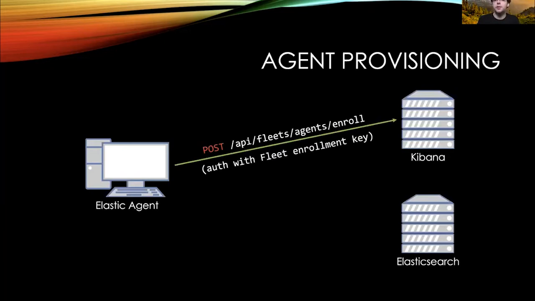So now let's go ahead and step through the actual provisioning process. So first, when we first run that command that I showed on the previous slide, the agent will make a post request to Kibana to this Fleet's agent enroll API endpoint, and this authenticates with that Fleet enrollment key. So now Kibana knows what the policies should be, how it should configure things, and so it generates an appropriate access API key that's going to be used for future authentication requests into Kibana.